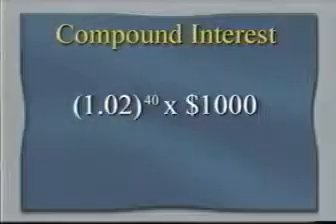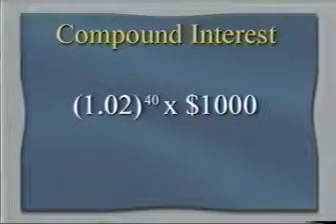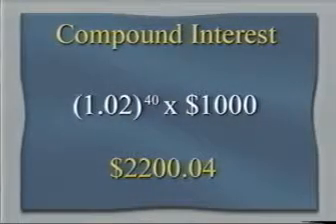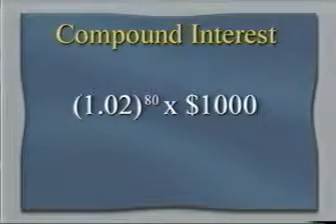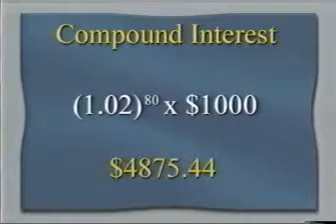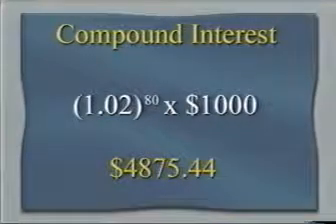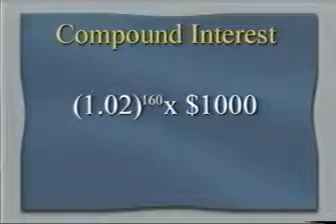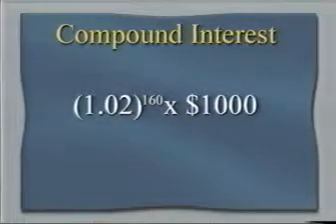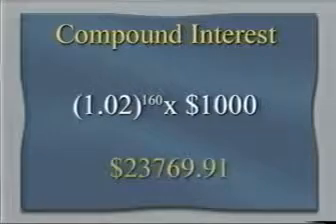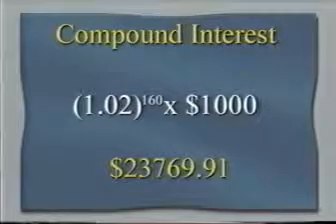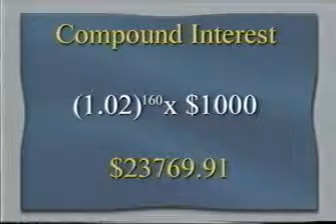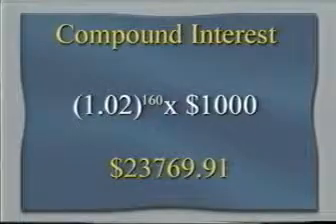After 10 years, which will be 40 quarters, the balance will be $2,200.04. After 20 years, that'd be 80 quarters, the balance will be $4,875.44. Leaving that $1,000 in that account for 40 years, which would be 160 quarters, you would have $23,769.91. Exponential growth, the compound rate of interest.